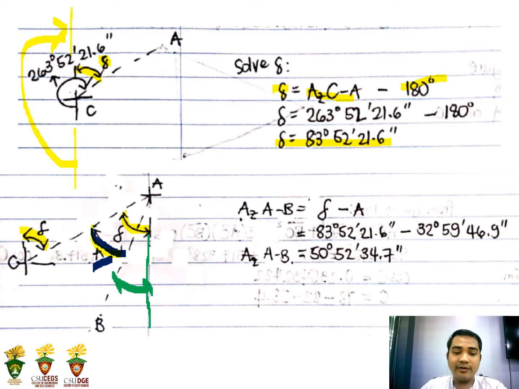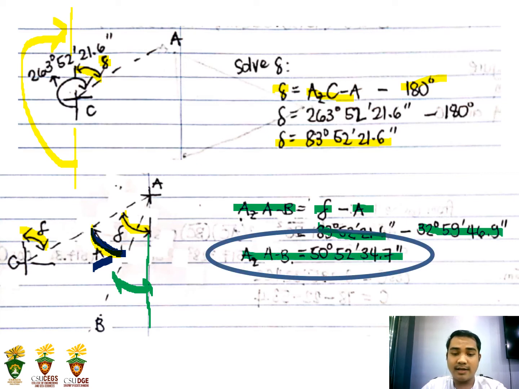Therefore, from the given illustration above, we can say that the azimuth A going to B is just sigma minus the horizontal angle A. Substituting the values, sigma is 83 degrees 52 minutes and 21.6 seconds minus the horizontal angle A that we got earlier from the previous slides, which is 32 degrees, 59 minutes, and 46.9 seconds. If we subtract, we get the azimuth A to B as 50 degrees, 52 minutes, and 34.7 seconds. So that is our azimuth A to B.